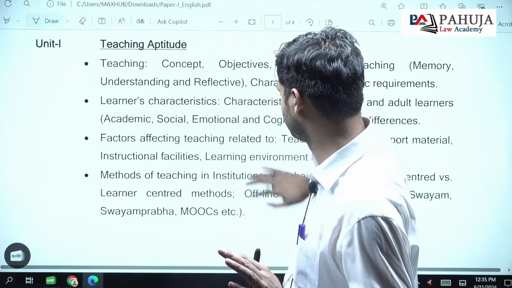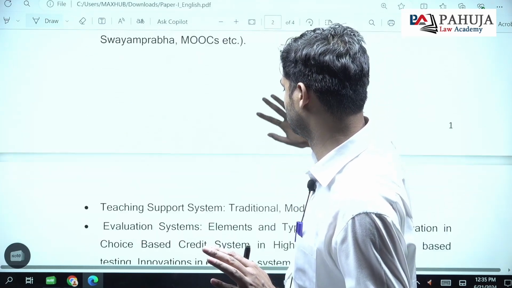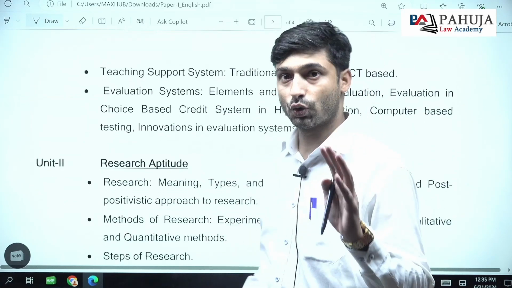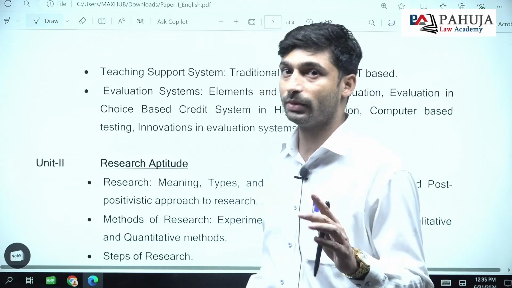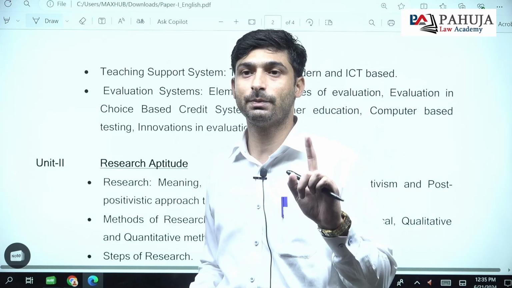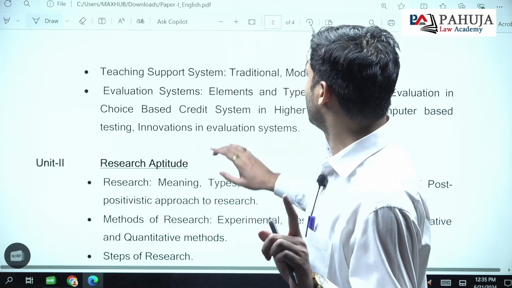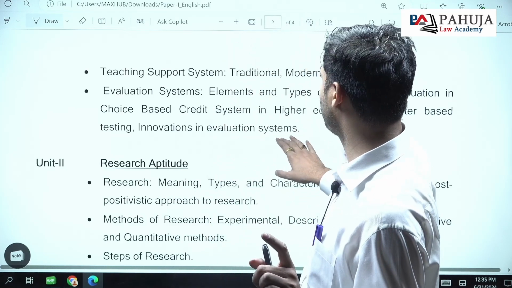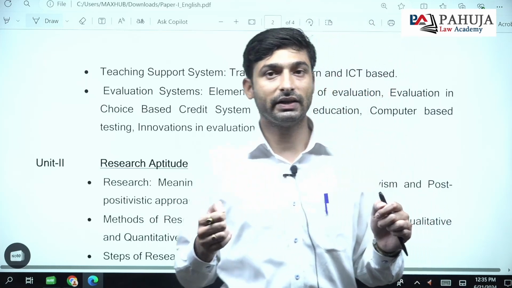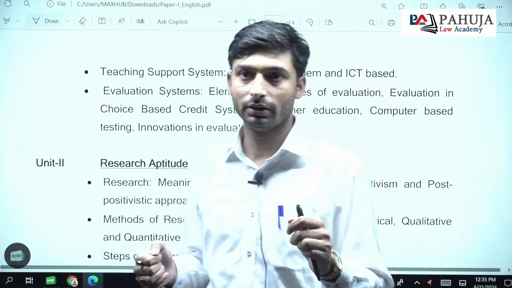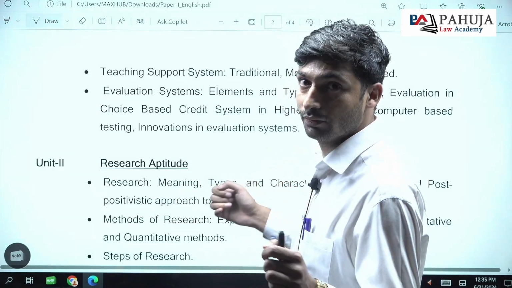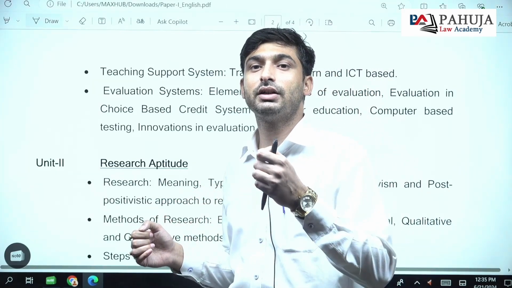Subsequently, there are certain teaching support systems. You should be aware of teaching support systems for your exam, so that you can teach your students better. Further, what are the evaluation systems, and the choice-based credit system. Choice-based credit system is something new that we have incorporated recently.